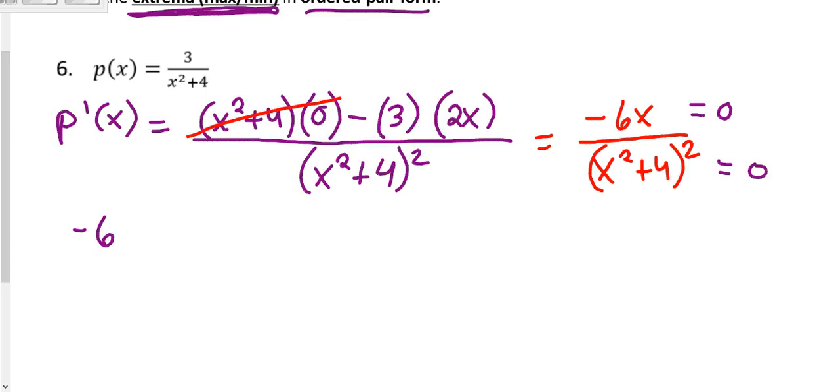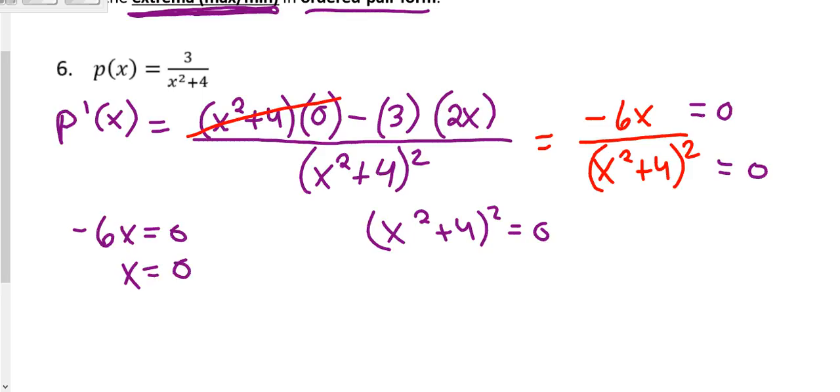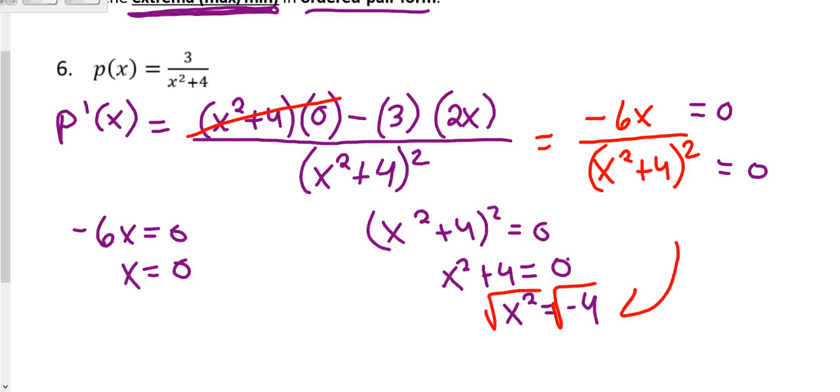We need negative 6x equal to 0 and x squared plus 4 squared equal to 0. Here we would just divide by negative 6 and x equals 0. Over here we would take a square root. We get x squared plus 4, the square root of 0 is 0. We would subtract 4, we get x squared equals negative 4. And when we take the square root, look at this. We are trying to take the square root of a negative number.